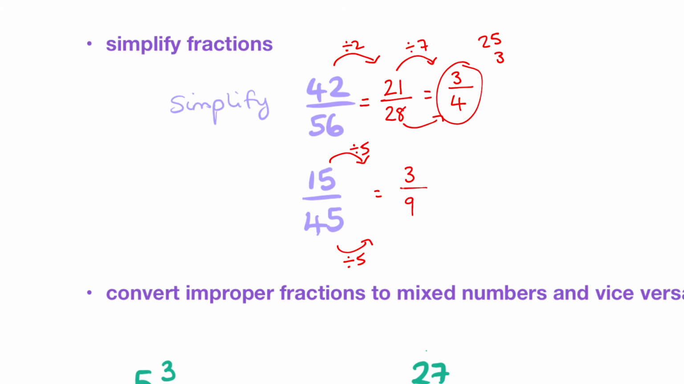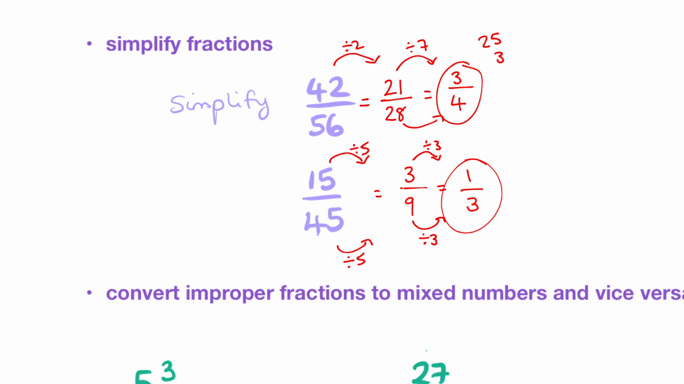And then it's really clear to see we need to divide top and bottom by 3, don't we? Because 3 and 9 are both in the 3 times table. So 3 divided by 3 is 1. 9 divided by 3 is 3. So a third is what we get when we fully simplify 15 over 45.